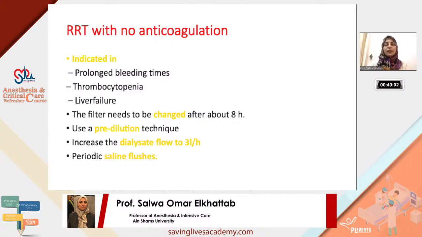But we can tell our colleagues, or we can work in the ICU with no anticoagulant. We tell our colleagues in intermittent hemodialysis, for example, that we need heparin-free dialysis if they have any coagulopathy, thrombocytopenia, or we are at risk of developing major hemorrhage.